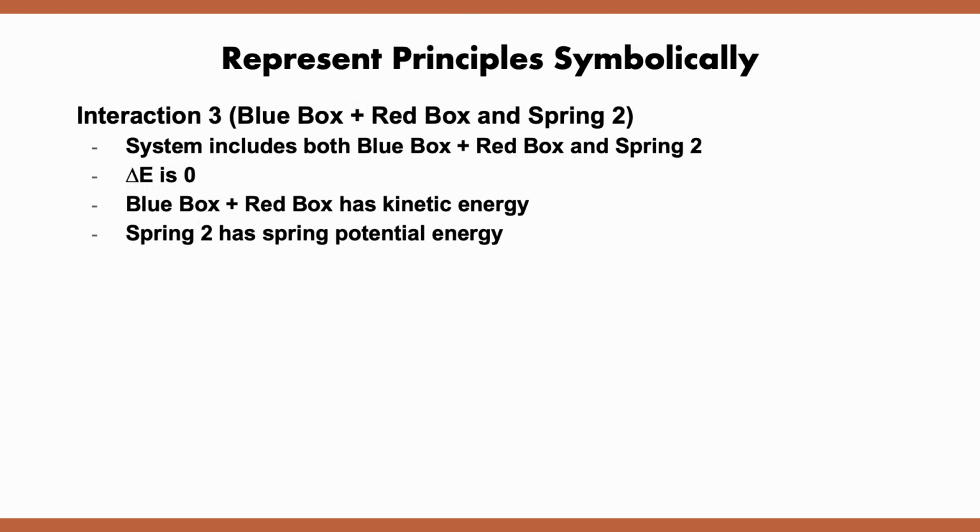The final interaction is between the blue box plus the red box and spring 2. Like from the first interaction, the net work is zero because the spring does not move from its anchor point. This means that the change in energy is also zero. The blue box plus the red box has kinetic energy, and spring 2 has spring potential energy.